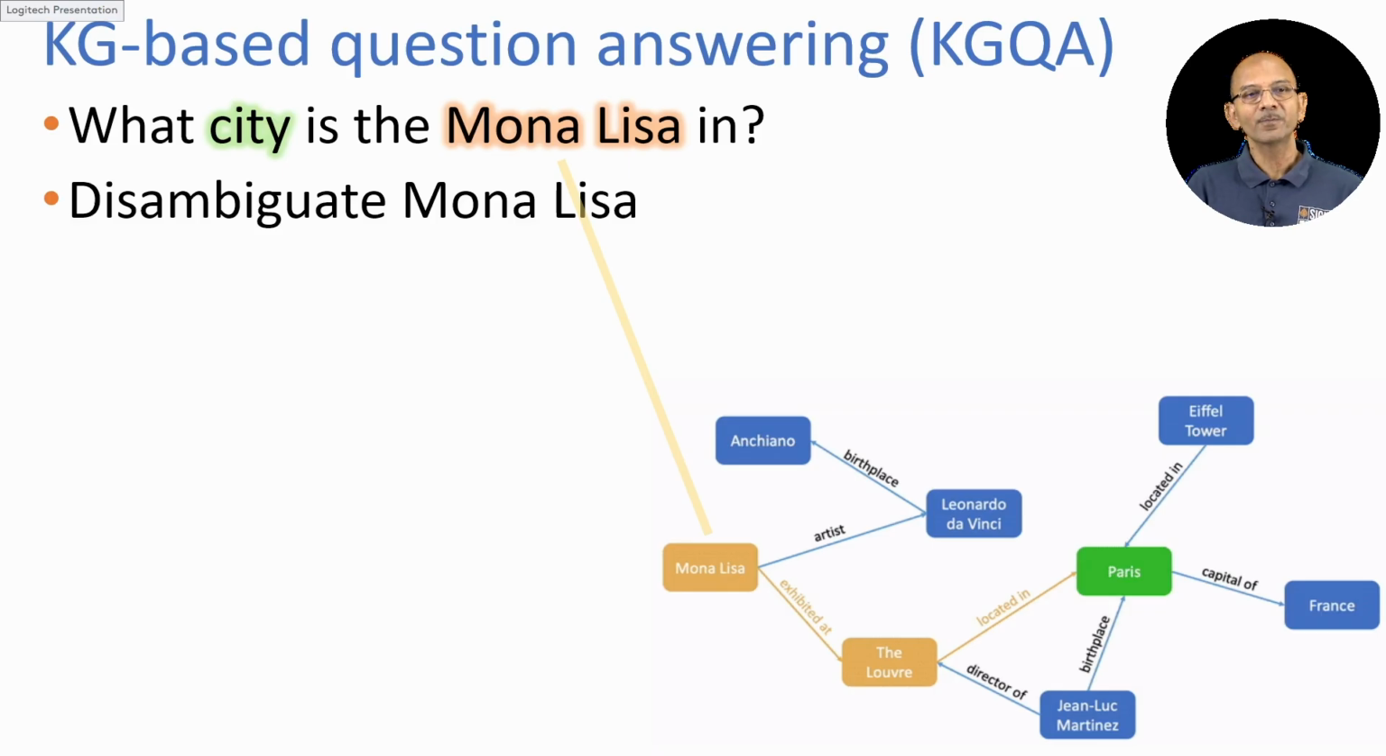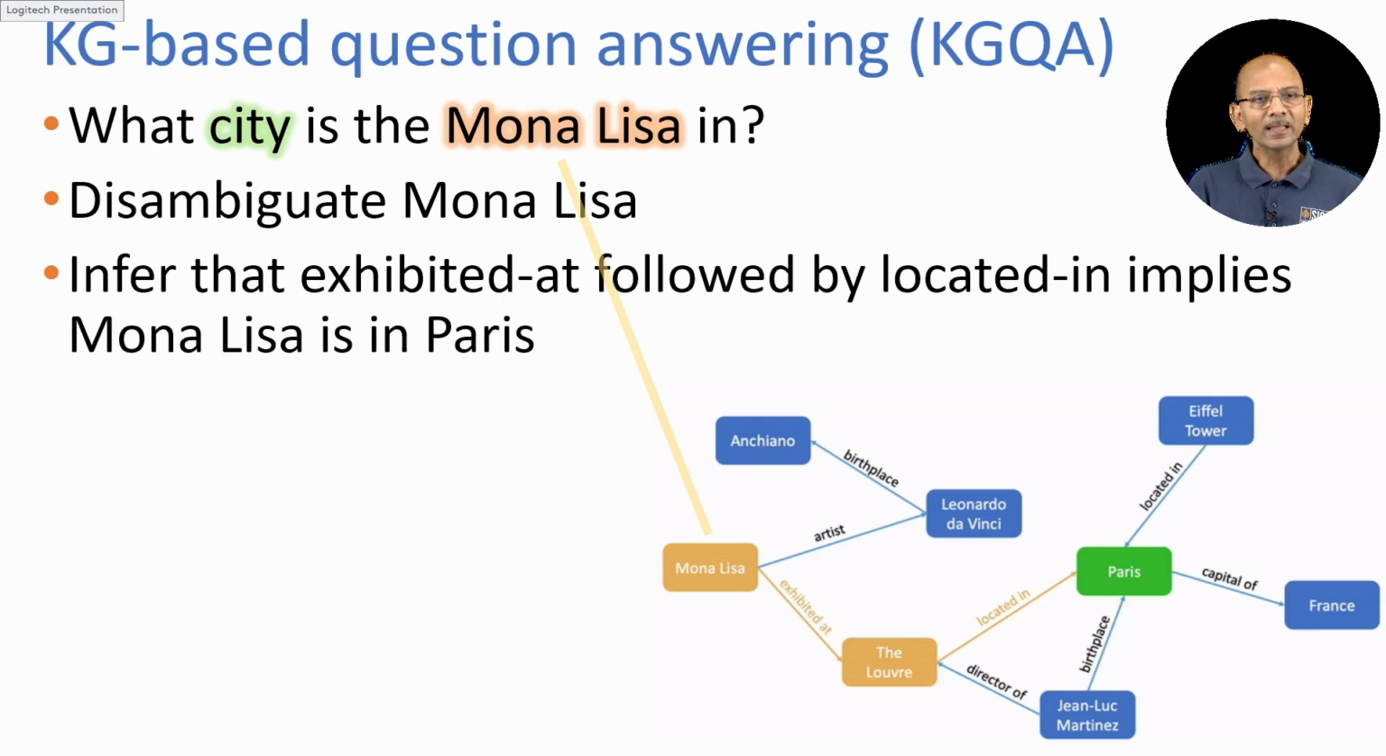So first we have to disambiguate Mona Lisa. And then we have to infer that if a painting is exhibited at a particular museum, and that museum is located in a particular city or location, then Mona Lisa would also be located in that city. Now observe that there are two different parts of the reasoning. One is the factual world knowledge about where Mona Lisa is located.